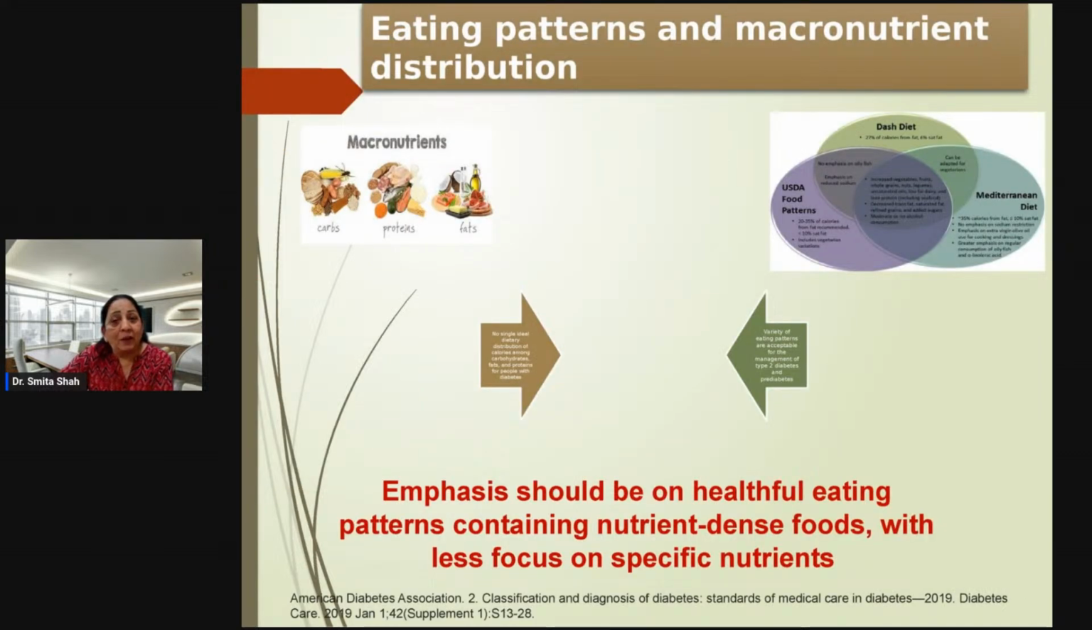So, the eating pattern and the macronutrient distribution: how does diet help with remission of diabetes? The emphasis should be on healthful eating, not on macronutrient distribution. It should be individualized, with a healthful eating pattern containing nutrient-dense food. Portion control is the most important. Healthy choices like legumes, fruits, vegetables, nuts, and fibers, and regular exercise. You can lose weight and control your diabetes.